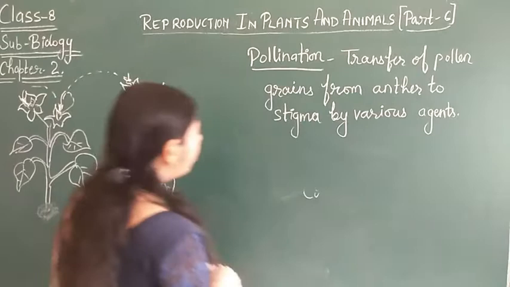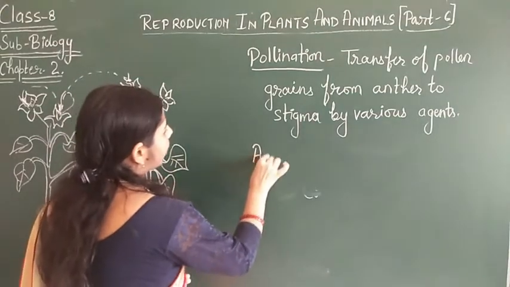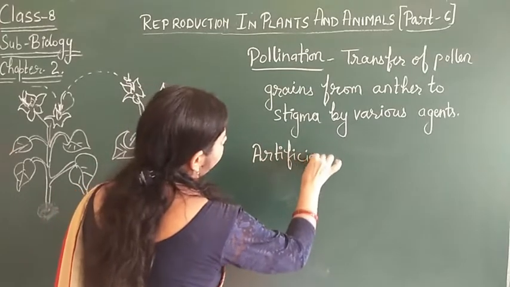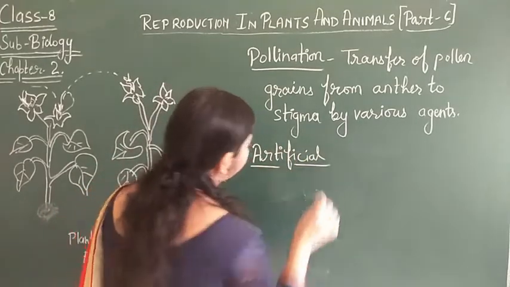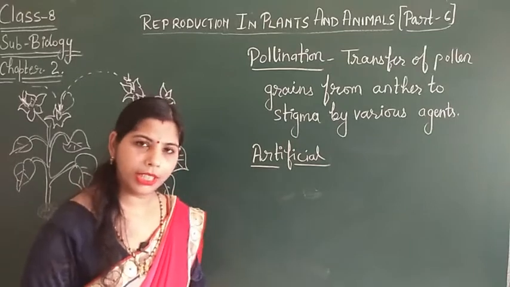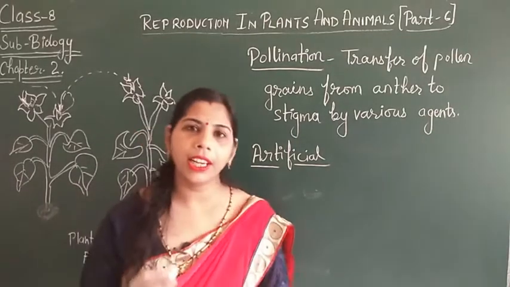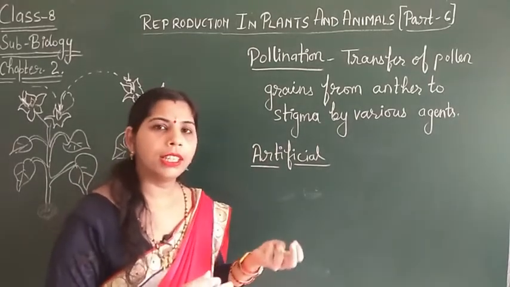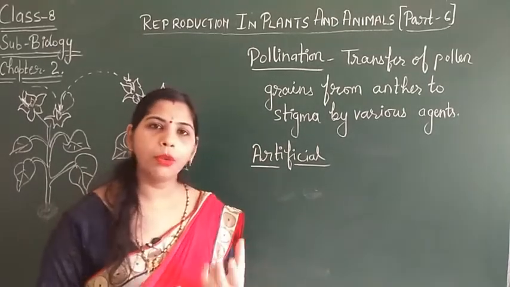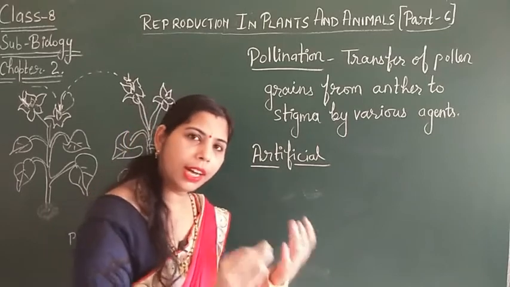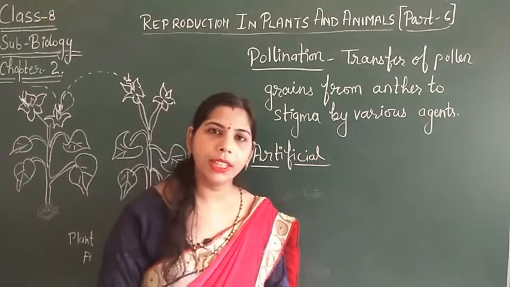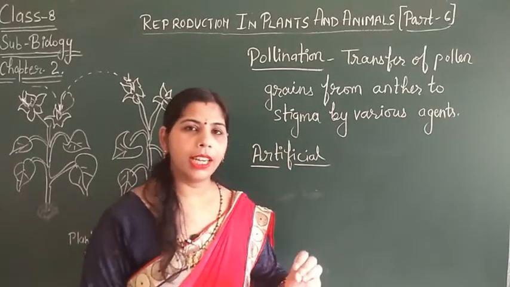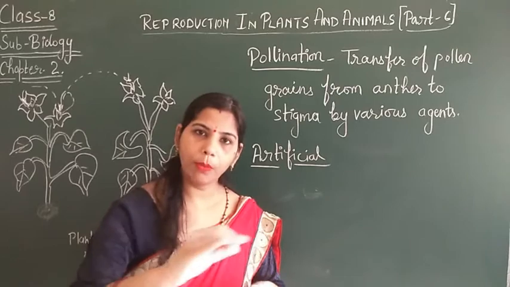Now one more type of pollination is there, known as artificial pollination. What is artificial pollination? It is the oldest method of pollination in which the desired character can be grown. And how does this take place? Here the pollen grains are brushed on the stigma of another plant. Suppose we want to take the character of a plant, then we take that plant's pollen grains and go brush them on the stigma of another plant.